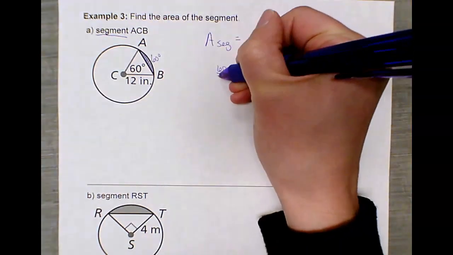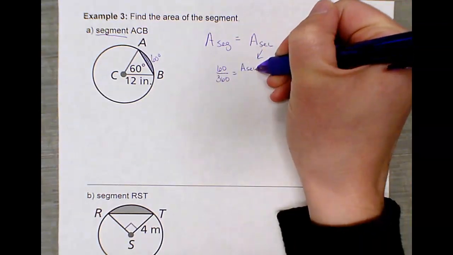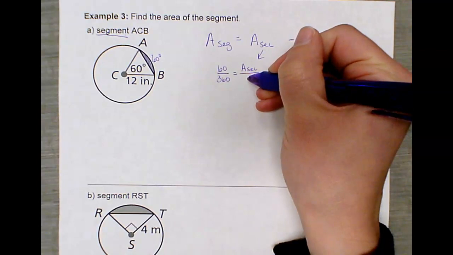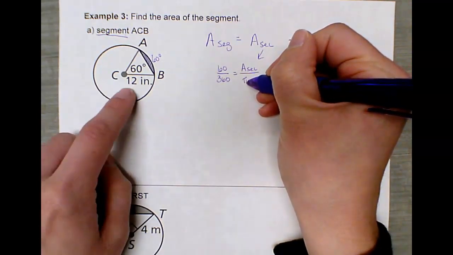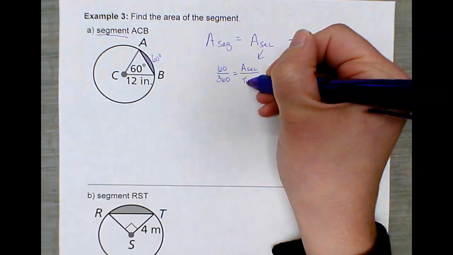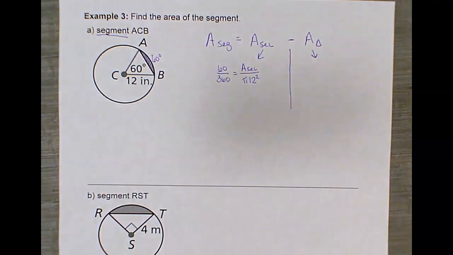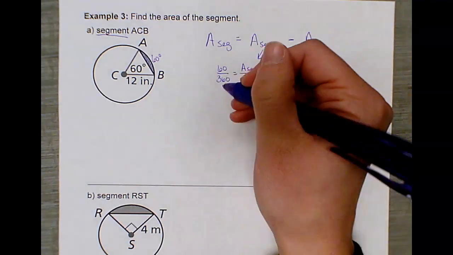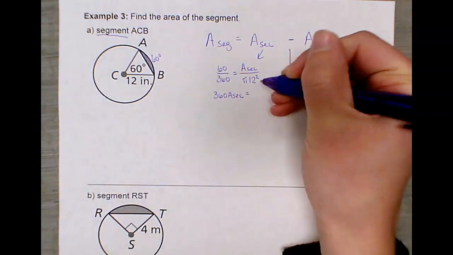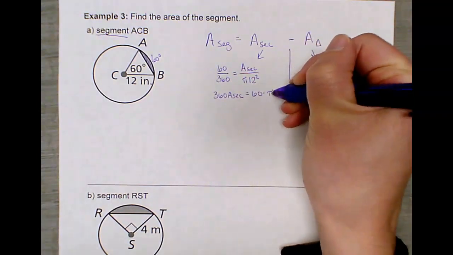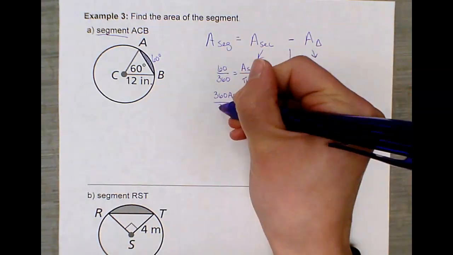So 60 over 360 equals the area of the sector over the full area of the circle. So pi times r squared. R is 12. So 12 squared. I cross multiply. I get 360 times the area of the sector equals 60 times pi times 12 squared. And I divide by 360.